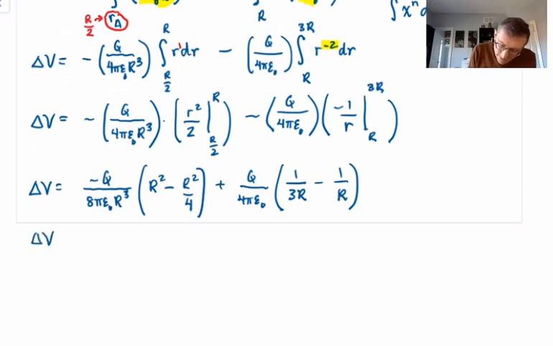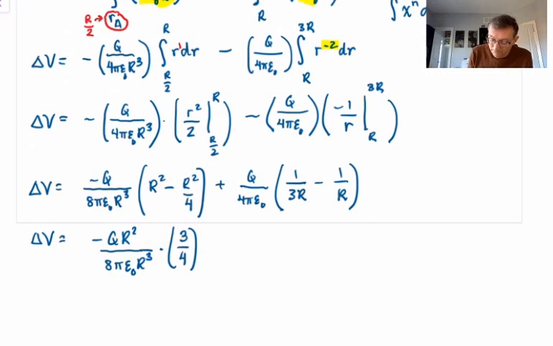Next thing I did in the first integral was factor a big R squared from the parentheses, and it goes out front upstairs. Then I'm left in the parentheses with just 1 minus 1/4. That's 3/4. Then plus q over, now let's factor a big R downstairs. And then what we have in the parentheses is 1/3 minus 1, which is 1/3 minus 3/3, which is negative 2/3. Now let's see if things simplify.